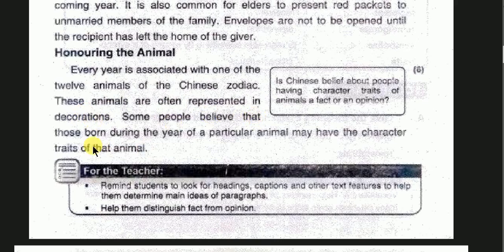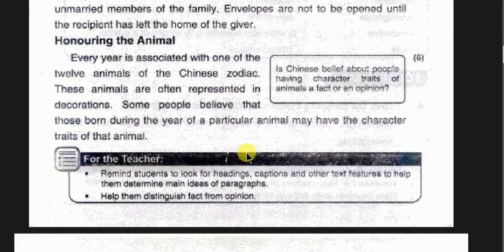Some people believe that those born during the year of a particular animal may have the character traits of that animal. This is the belief of the Chinese, that they give the name of some animal to the year, and they believe that if a person is born in that year, he will have the traits of that animal. For example, if a person is born in the dog year, he will have the characteristics of dogs, in the sense that a dog is very faithful, so that person is considered very faithful. Okay, just like that, they consider that every animal year has some effect on the life of the person who is born in that year.